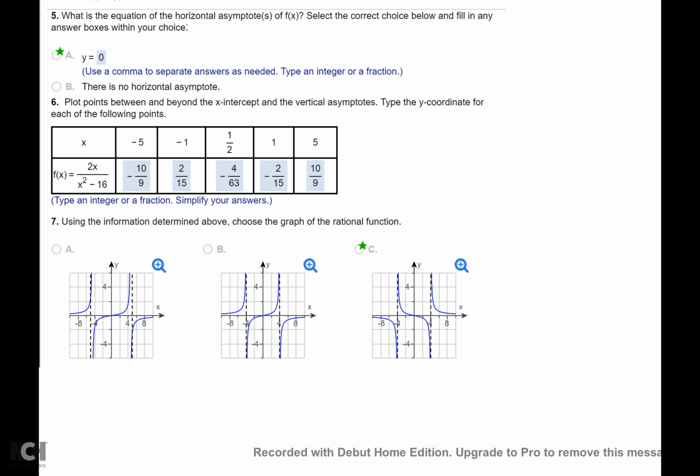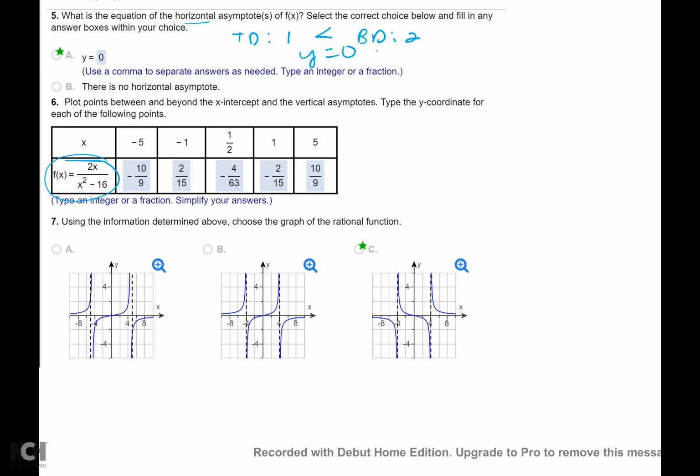For 5, the horizontal asymptotes, here's my function again. So I look at my top degree, which is 1, and my bottom degree, which is 2. Top degree is smaller than bottom degree, which means y equals 0 is my horizontal asymptote.